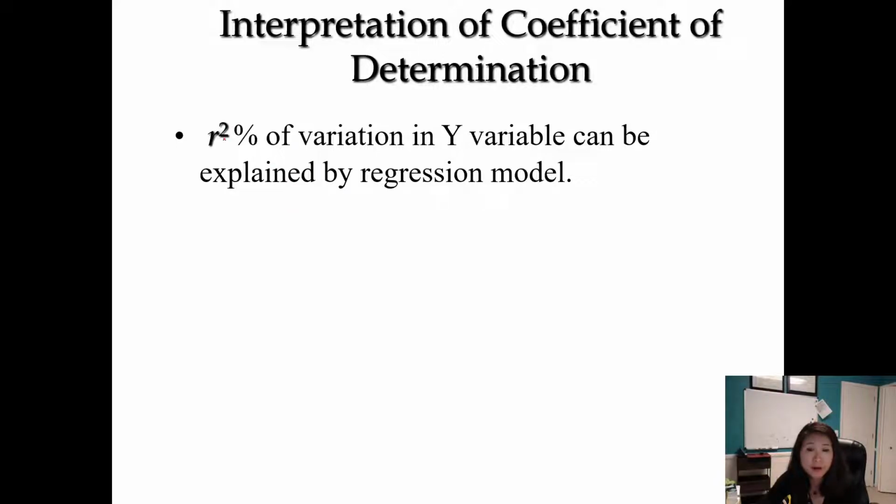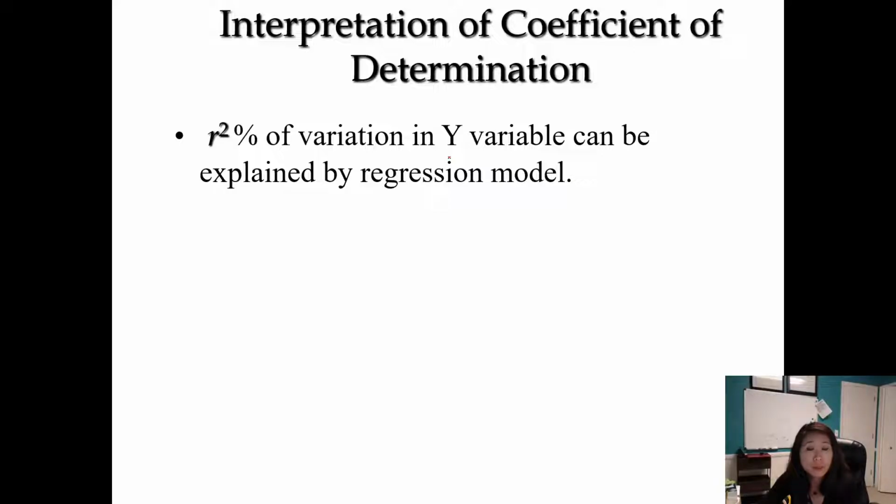First of all, you're going to convert R square to a percentage. As I said, R square is always smaller than 1, so you can always convert it to a percentage less than 100%. So, R square percent of variation in the Y variable can be explained by the regression model. This interpretation helps us better understand what the regression model is really trying to do.